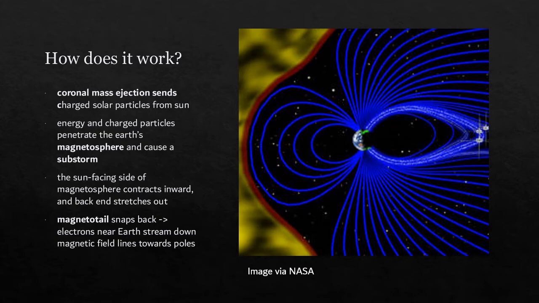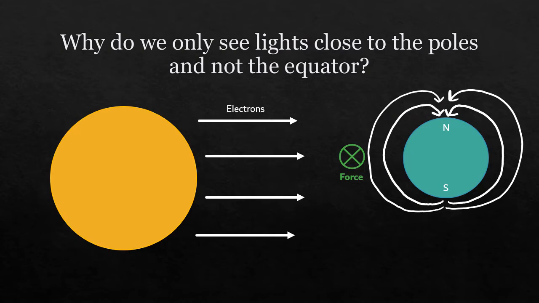The sun-facing side of the magnetosphere contracts inwards and the back end stretches out. The back end is called the magnetotail. When the magnetotail snaps back, the electrons that are near the Earth stream down the magnetic field lines and towards the poles. Why do we only see the lights close to the poles and not at the equator?